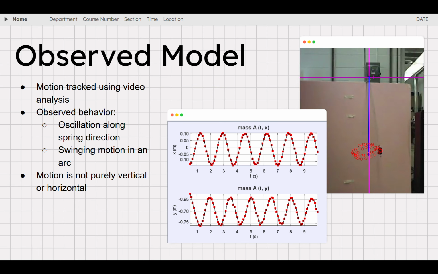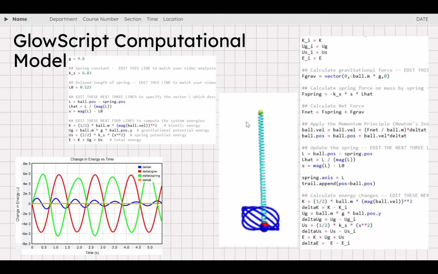Observed model. Motion tracked using video analysis. Observed behavior is oscillation along the spring direction and swinging motion in an arc. Motion is not purely vertical or horizontal, which is shown by the 2 graphs generated through the tracking model. GlowScript computational model: all of the code is inputted and changed according to the system, which generates the 2 images that are shown, one being the generation of the motion and the other one being the graph.